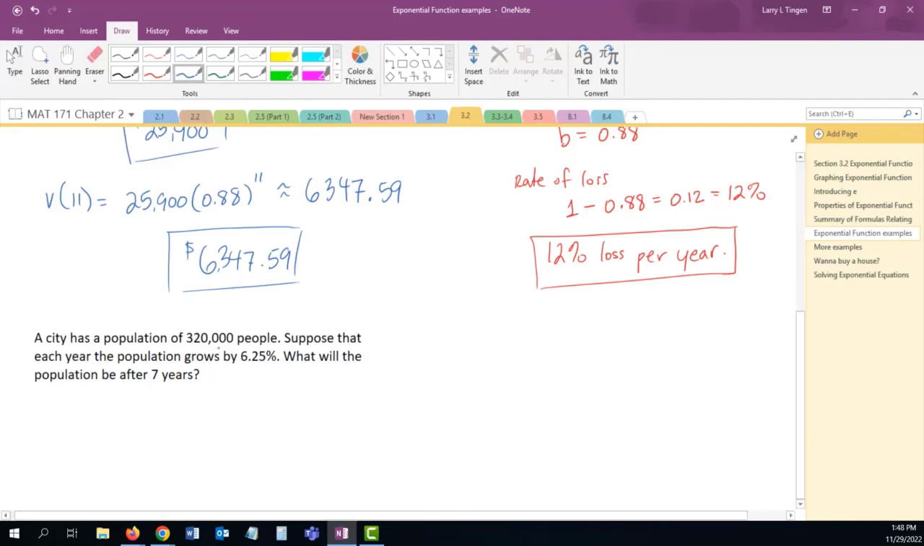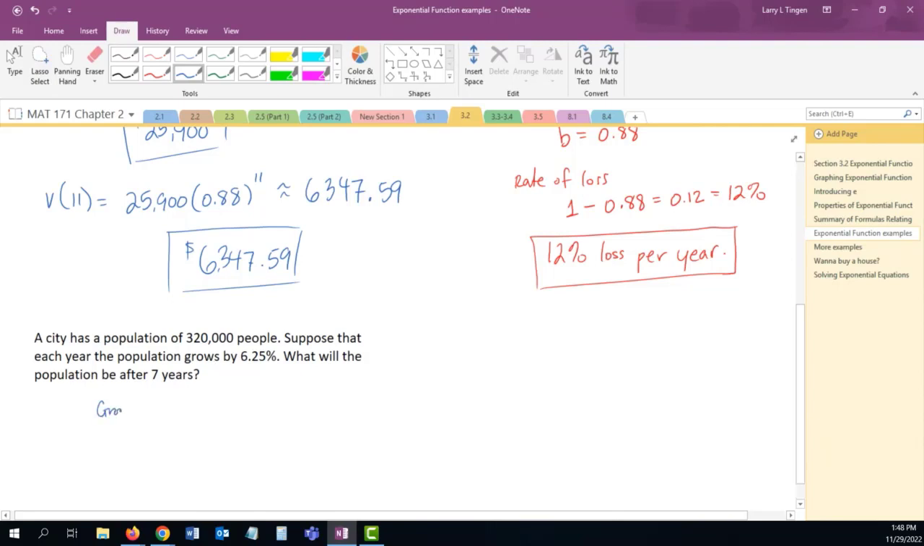All right, so a city has a population of 320,000 people. Suppose that each year the population grows by 6.25%. What will the population be after 7 years? So I need two things. First thing I need is an exponential equation that predicts the population. And then I need to plug 7 in for time and find out what that future population will be.